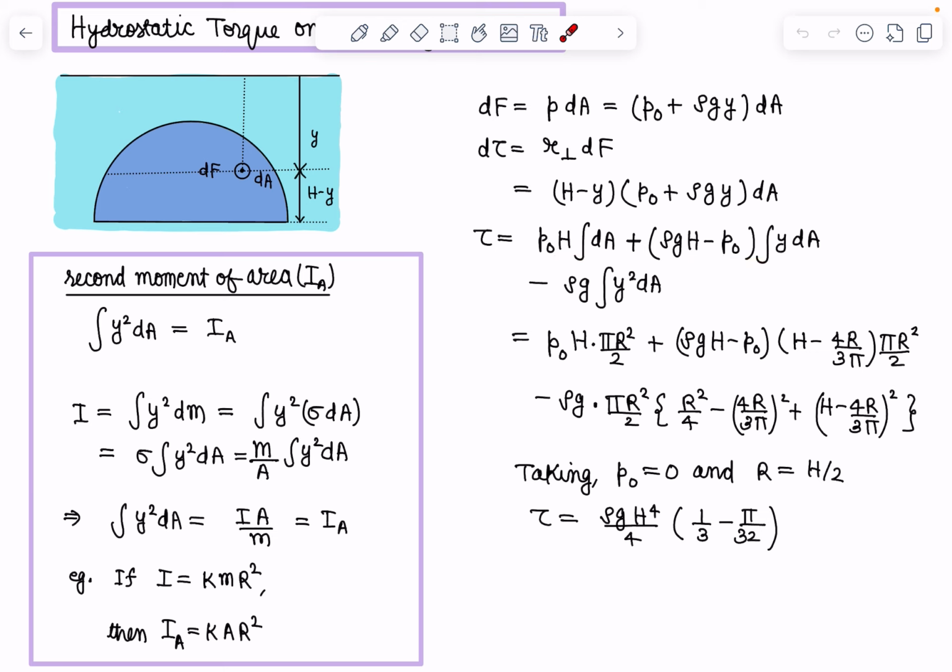Let's see. P naught into h, and the integral of dA would be nothing but simply the area of this, that would be pi r square by 2. For the second term, rho g h minus P naught, and the integral of y dA we already know how to calculate. That is the centroid of area times the area. The centroid of area will be h minus 4r by 3 pi, into the area, that is pi r square by 2. In order to calculate the third term, that is rho g into integral of y square dA, let's try to resemble it with something which we already know.